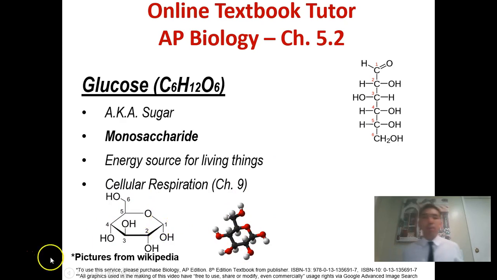Like they're all the same. So glucose, here we see a linear form, here we see a ball and stick model, and here we kind of see like a 3D form. So these are all images of glucose here.